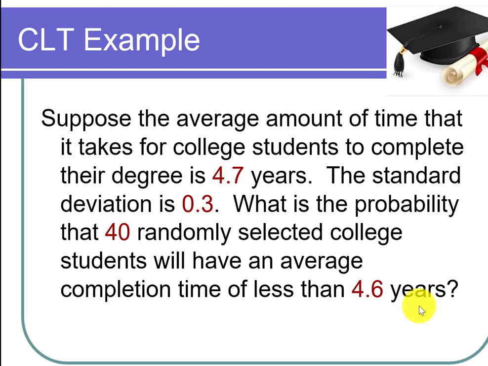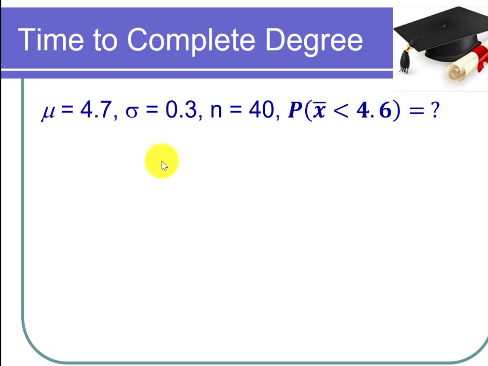So to do this, we're going to use the central limit theorem. So here's a summary of what we have. The mean time to complete the degree is 4.7. The standard deviation is 0.3. The sample size is 40. And we want the probability that a sample mean is less than 4.6.